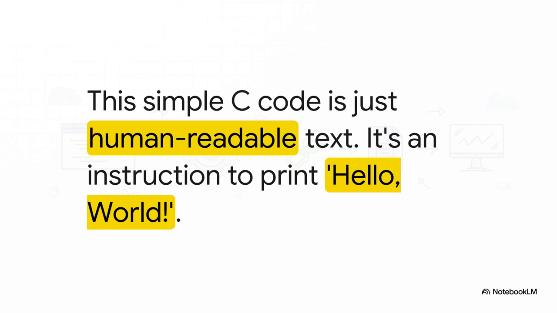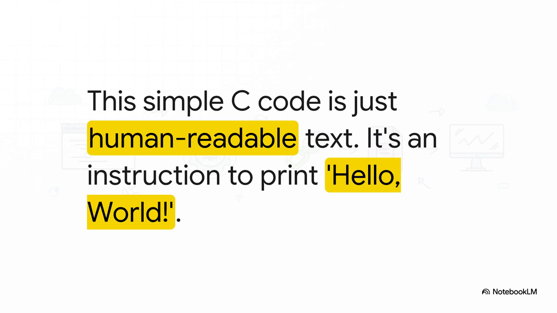Okay, so check this out. This is what a tiny piece of that blueprint looks like in C. Now, don't get hung up on the weird brackets or the semicolon. The big idea here is this is just text. You and I can read it. It's basically telling the computer, hey, print the phrase, hello world, on the screen.